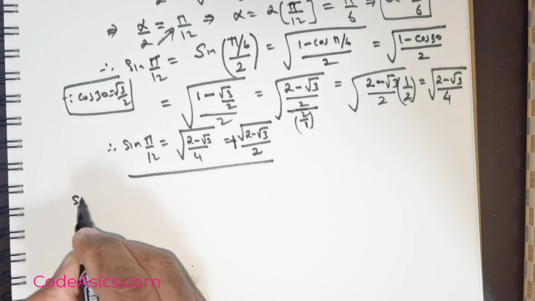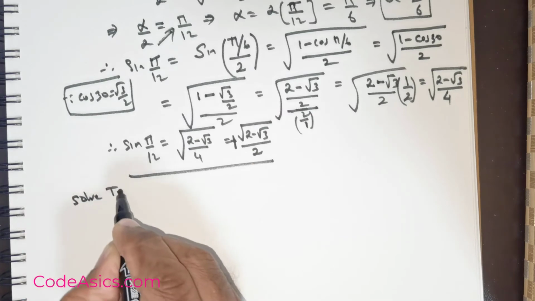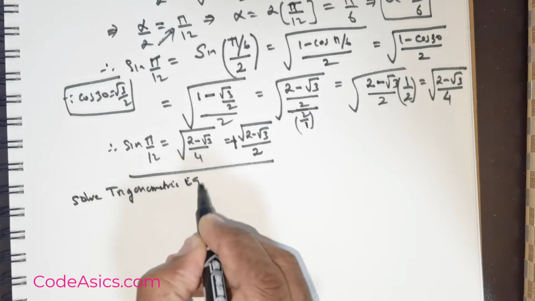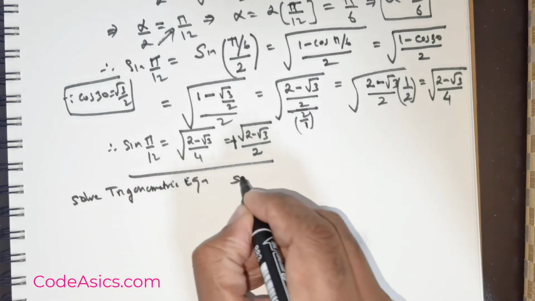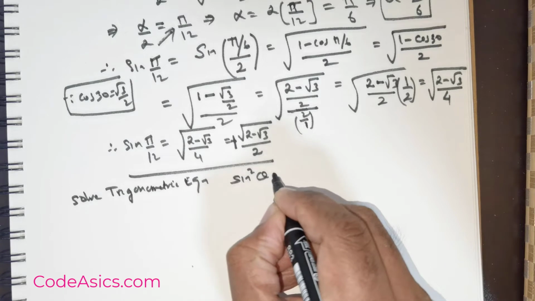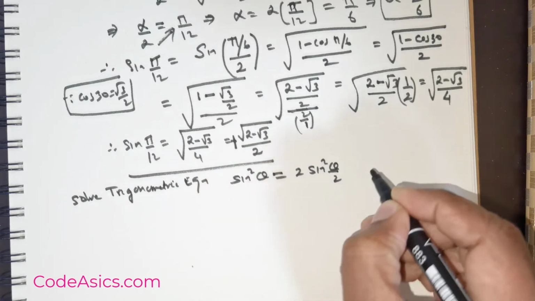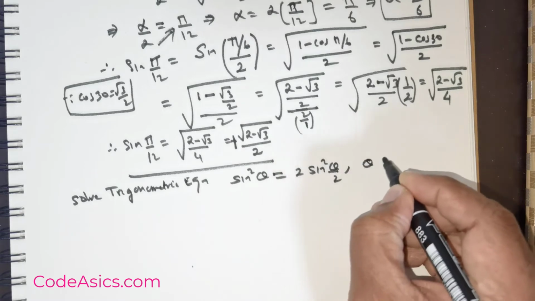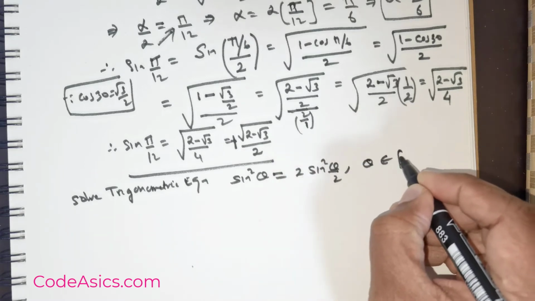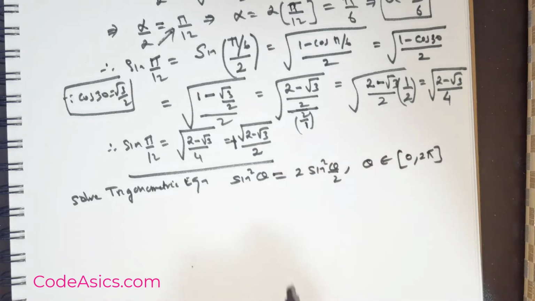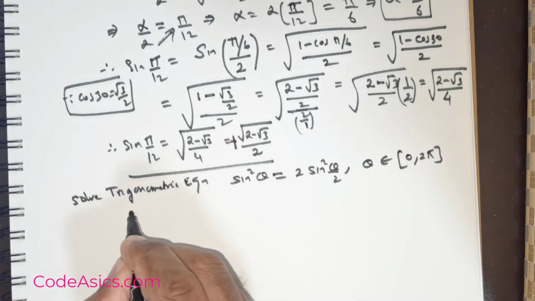Students, we are expected to solve the trigonometric equation of this form: sine squared theta is equal to 2 times sine squared theta over 2, with theta lying in the interval 0, 2 pi. So foremost, what I would do is I would use this formula.